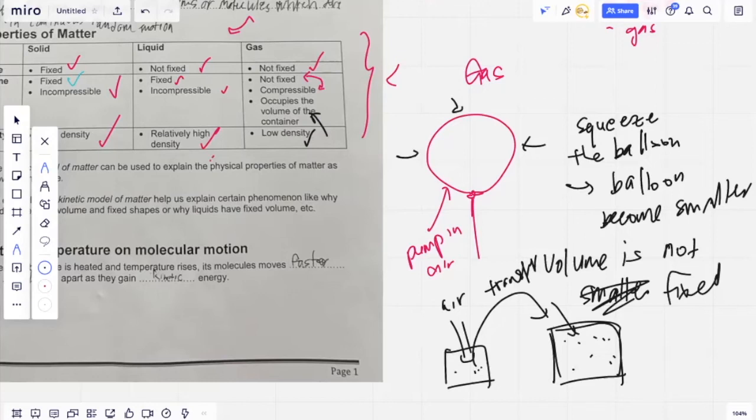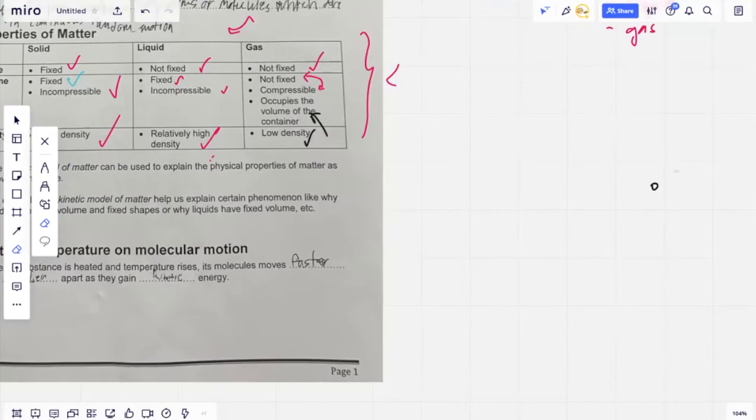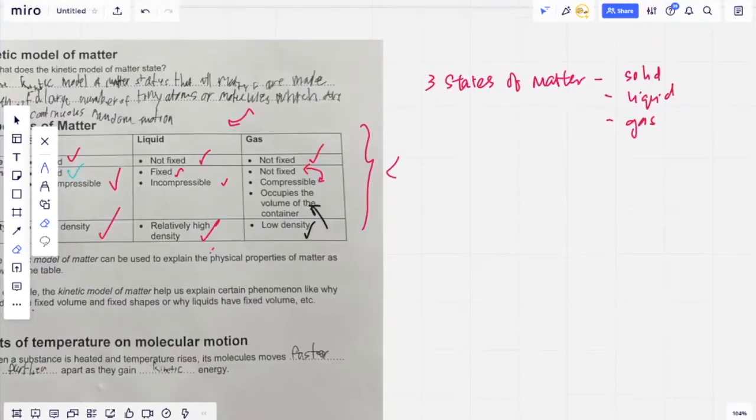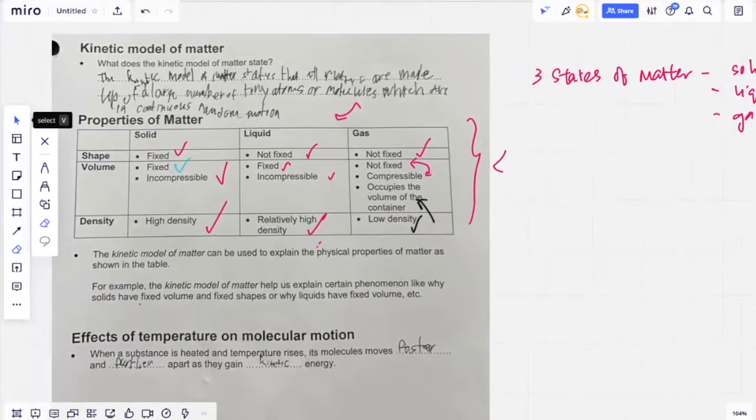Can see this table okay? Yeah. Okay, so I'm going to erase everything. Okay, back to the top part. This part where you talk about your definition. This section.